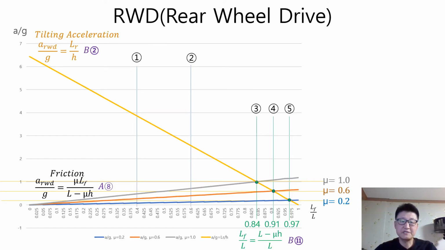In this graph, a thick yellow line shows the tilting acceleration. Vertical line 1 shows the reference line for the case where the ratio of L_f to L is equal to 0.4, and vertical line 2 shows the reference line for the case where the ratio of L_f to L is equal to 0.6. The two equations, friction and tilting acceleration, have the same values at points 3, 4, and 5, when the ratio of L_f to L is equal to 1.